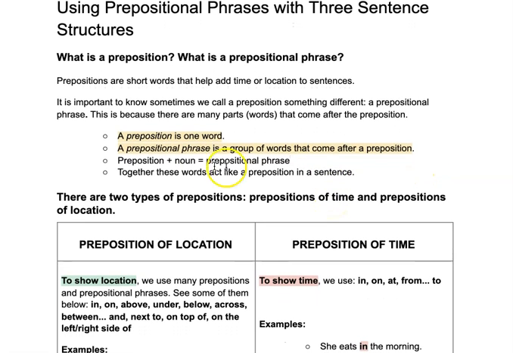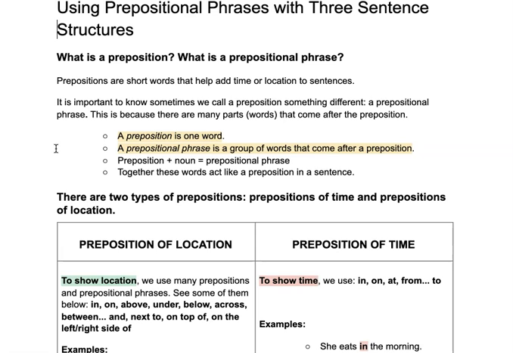Okay? When we have a preposition or a prepositional phrase, the job of this part of speech is to give information about location or about time. That is the job of a preposition. Okay, so we understand preposition or prepositional phrase. We're talking about a preposition. This means that we are adding information to our sentence.